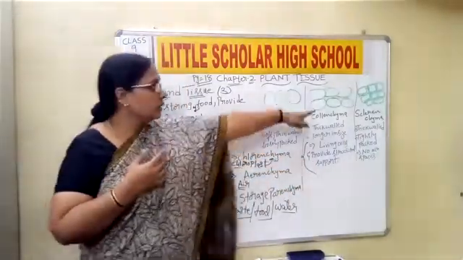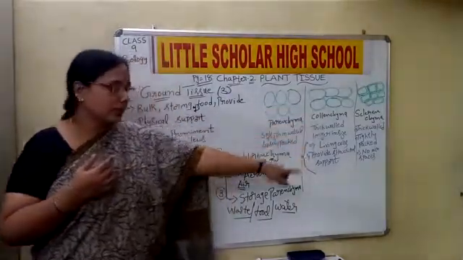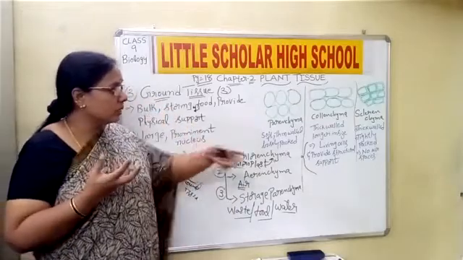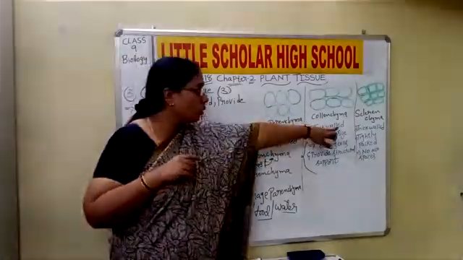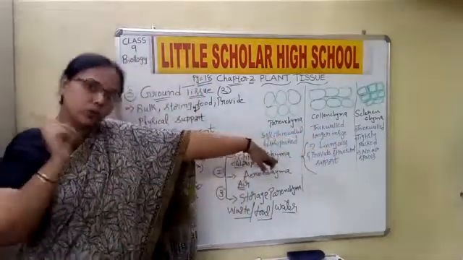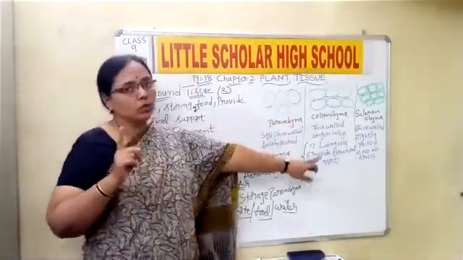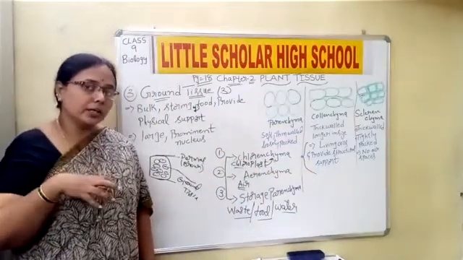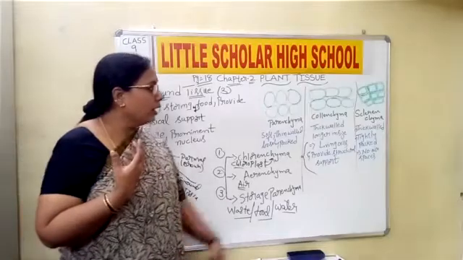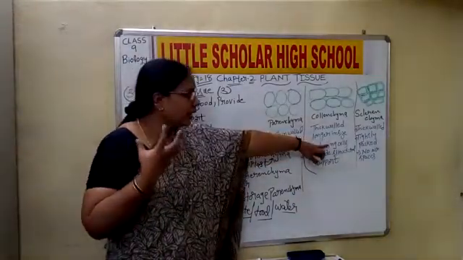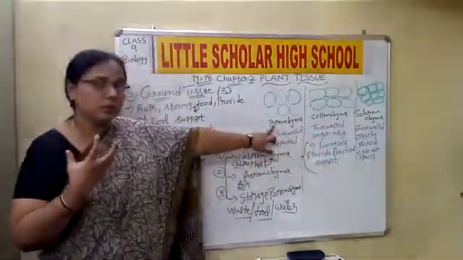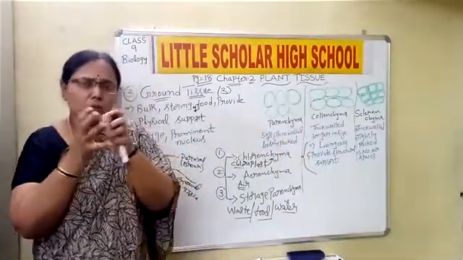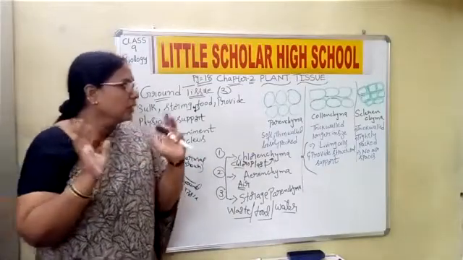Now the last one is about the sclerenchyma. Okay, children. Now in this sclerenchyma, how are the tissues? Yes, they are again thick walled, but comparatively much thicker than parenchyma or collenchyma, and they are tightly packed. Here we can find the air spaces in parenchyma or collenchyma, but in sclerenchyma they are very closely packed and do not have any space in between.